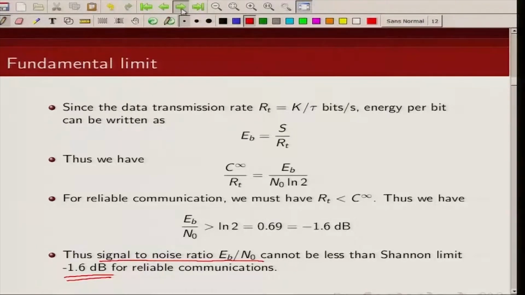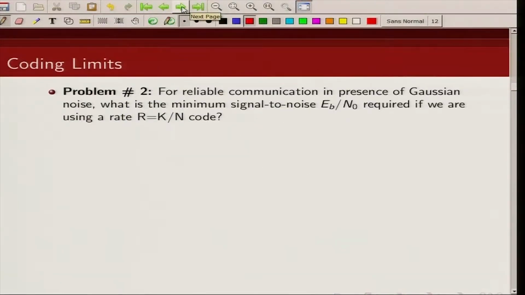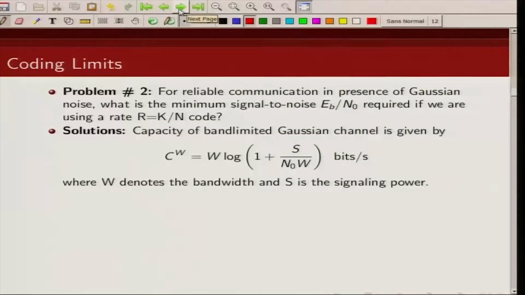Okay, let us look at the next problem. So, we are interested in reliable communication over additive white Gaussian noise channel, and we are transmitting using a rate k by n code. So, what is the effect of the bandwidth W?